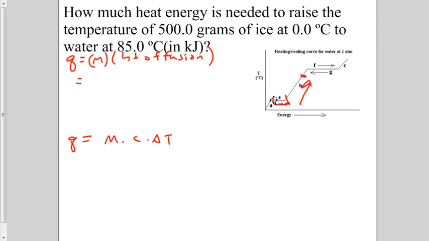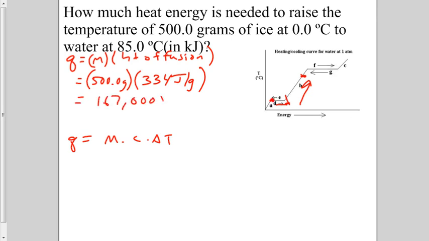So first calculation, mass of the water is 500.0 grams, and the heat of fusion of ice, or the heat of fusion to melt water, is 334 joules per gram, and that comes out to 167,000 joules, or 167 kilojoules, since we want to answer in kilojoules.